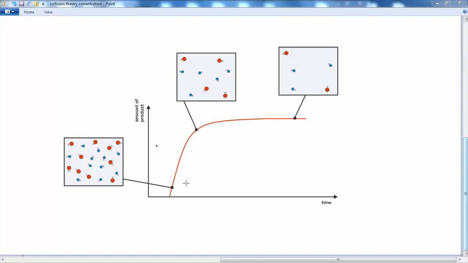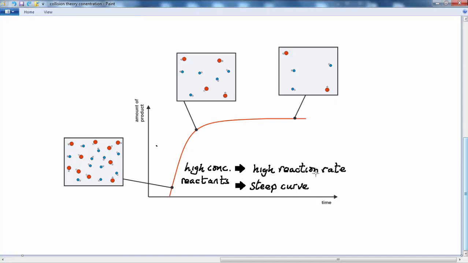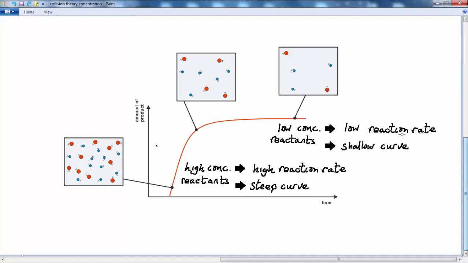Okay, so just to summarize then, during this phase of the reaction we've got a high concentration of reactants, and this results in a high reaction rate and therefore a steep curve, while during this phase of the reaction, the end phase of the reaction, we've got a low concentration of reactants, much lower concentration, which results in a low reaction rate and results in a shallow curve.